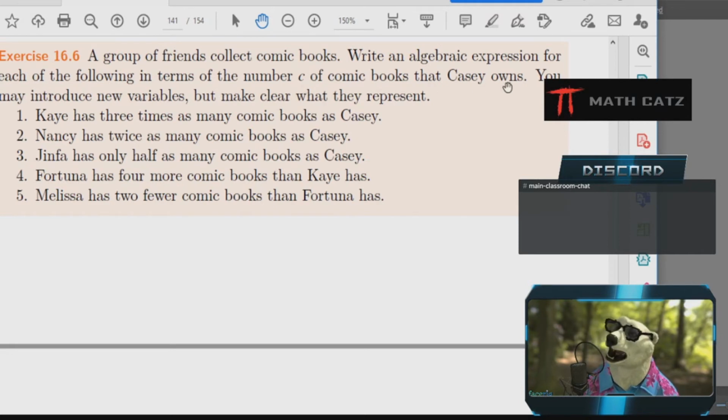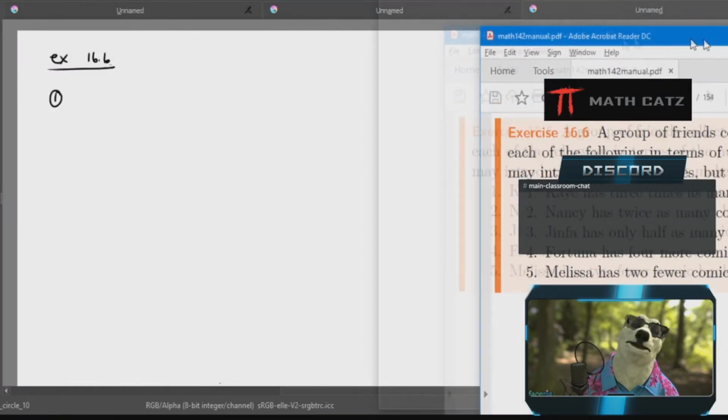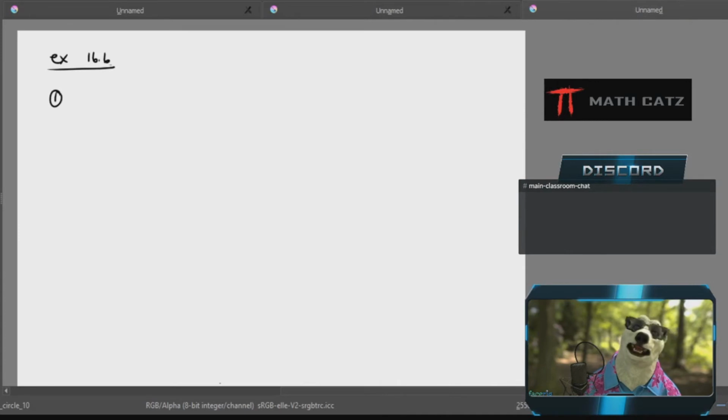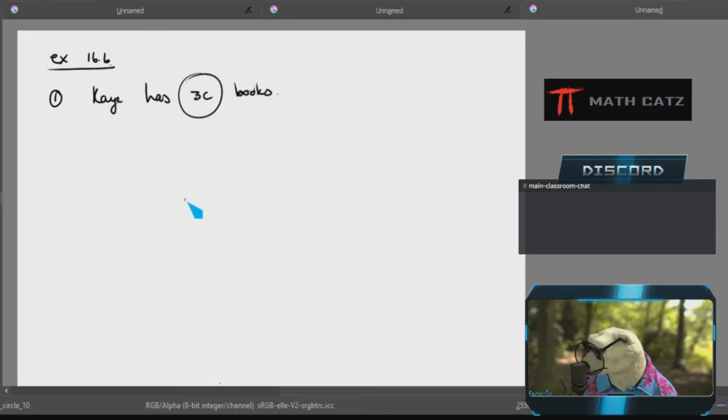Okay, so C is the number of comic books that Casey owns. Number 1, K has 3 times as many comic books as Casey. Now, because I don't have a full equation, I don't have a full mathematical sentence, and even when I do, I like to have some English words around it. So we can definitely mix our languages, totally fine. K has 3 times as many comic books. If Casey has C comic books, K has 3 times C comic books. And there is my algebraic expression.